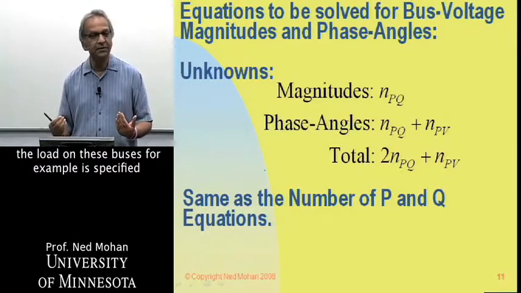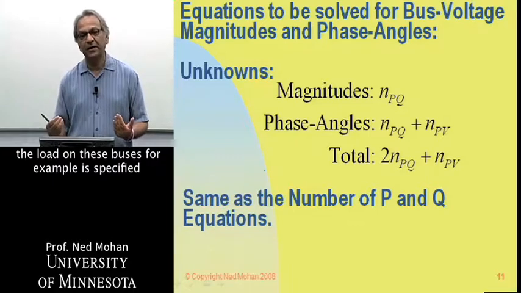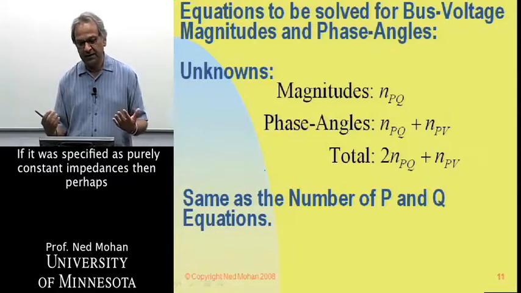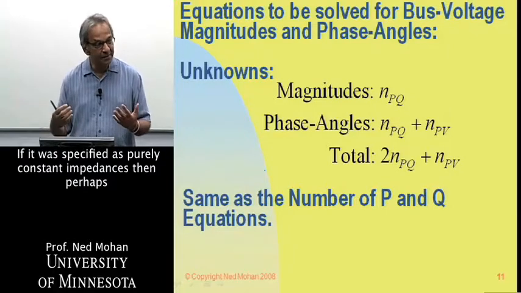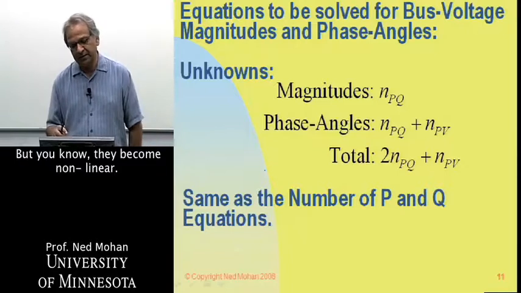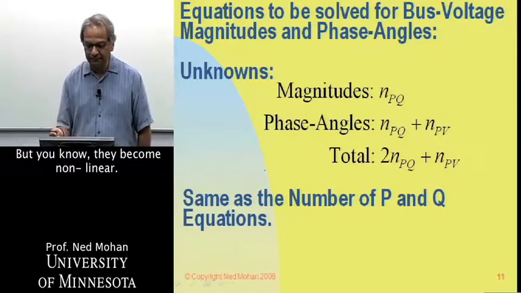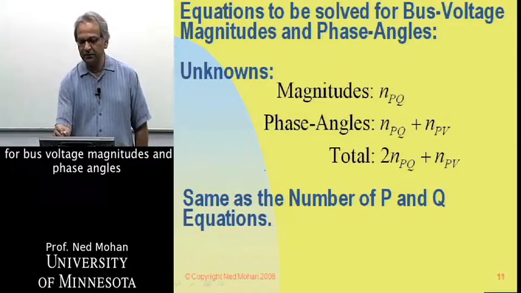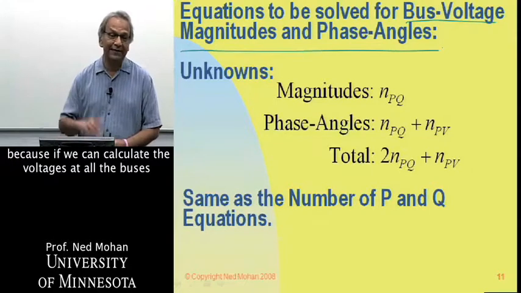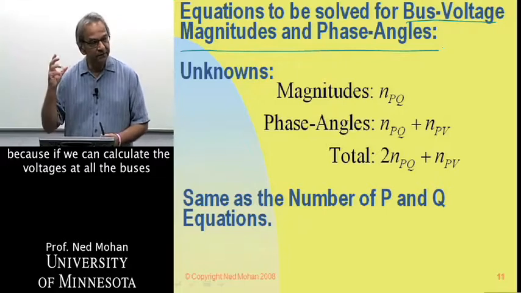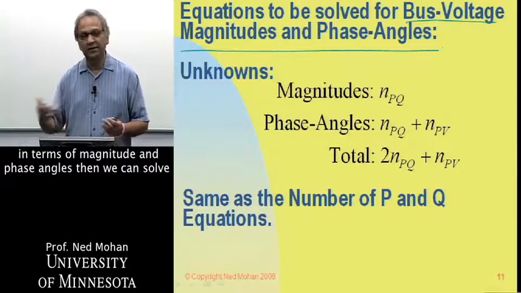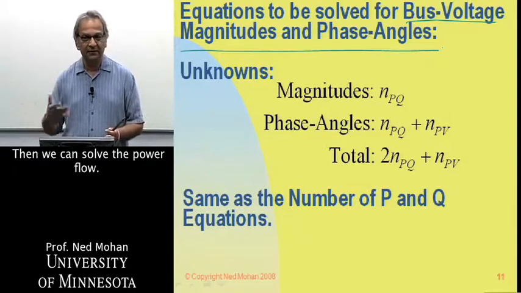Okay. All right. So we know that we need to solve these equations, and these equations are nonlinear because the load on these buses, for example, is specified as power and reactive power. If it was specified as purely constant impedances, then perhaps we could have solved it in a much easier way. But they become nonlinear. So we have to solve these equations for bus voltage magnitudes and phase angles, because if we can calculate the voltages at all the buses in terms of magnitude and phase angles, then we can solve everything, right? Then we can solve the power flow.